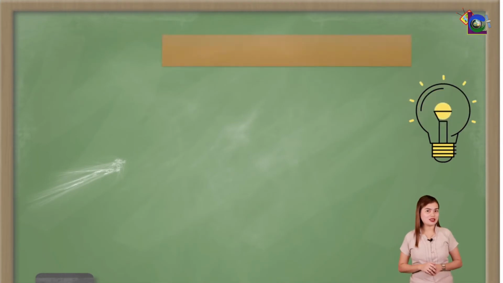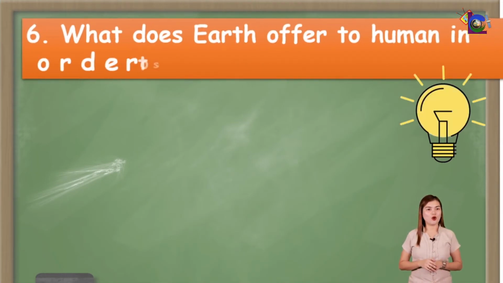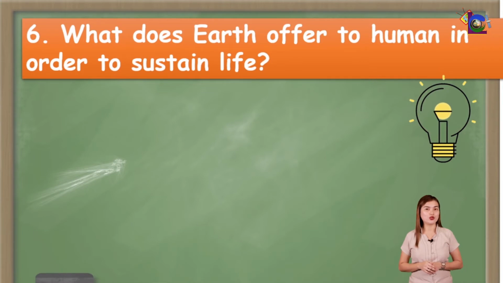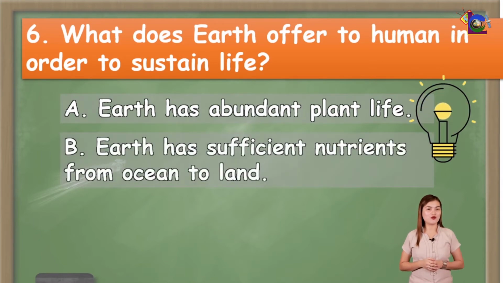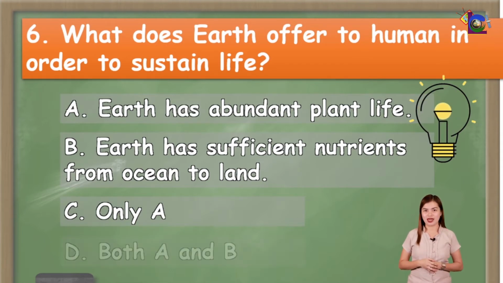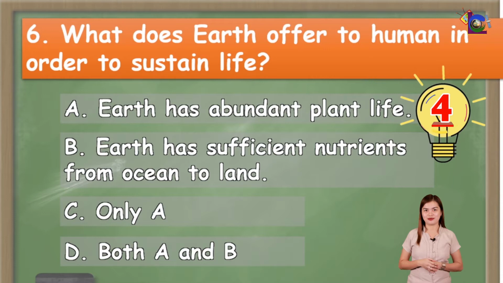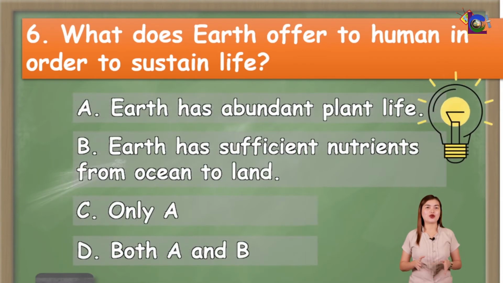Question number 6. What does Earth offer to humans in order to sustain life? Is it A, Earth has abundant plant life? B, Earth has sufficient nutrients from ocean to land? C, only A, or letter D, both A and B? The correct answer is letter D.